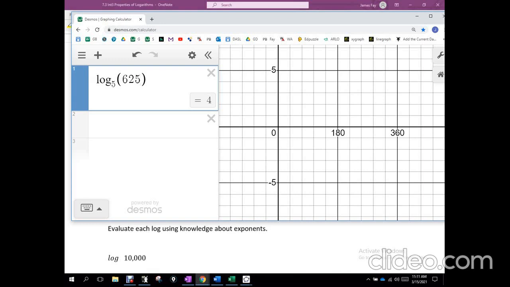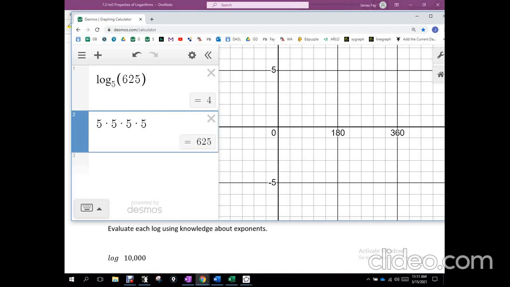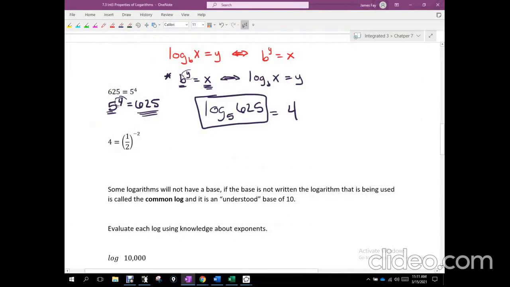Okay. And remember what that means: I'm taking 5, raising it to the 4th power. So I'm taking 5 times 5 times 5 times 5, and it should give me back 625. That's a nice one because I'm multiplying 5 by itself an integer amount of times, which is easier to realize. Does that kind of make sense?